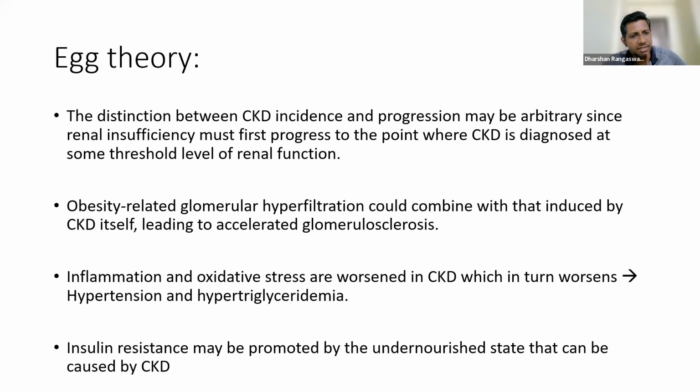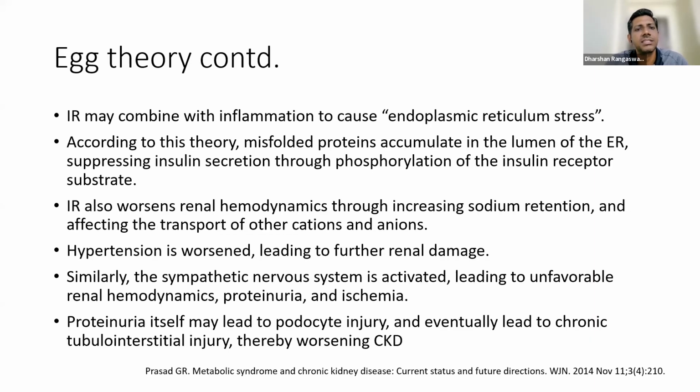Finally, the hero of our story, insulin resistance. This may be promoted by the undernourished state that can be caused by chronic kidney disease. In CKD patients, they are usually malnourished, undernourished, and insulin resistance can be exaggerated in these states. The insulin resistance can now combine with the inflammatory milieu, and finally result in something called endoplasmic reticulum stress. According to this theory, it is misfolded proteins accumulating in the endoplasmic reticulum, suppressing insulin secretion, and further causing phosphorylation of the insulin receptor substrate. So all put together, there is worsening of the diabetic component.